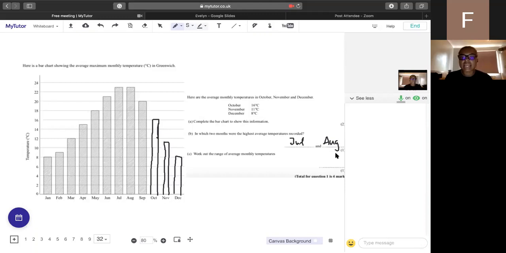Then the last thing is work out the range of the average monthly temperatures. So if we remember back to our statistics, our means and averages, then our range would be our highest take away our lowest. So the highest temperature is 23 and our lowest temperature is 8. So we just do 23 take away 8 and we would get 15. So 15 would be our answer for this one.